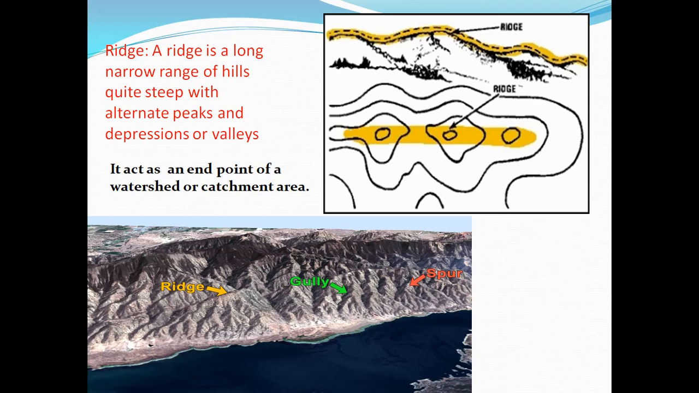A ridge can also act as an end point of a watershed or catchment area. Usually you will see that from a catchment area, the area from where all the rain waters flow towards one channel or one stream, the ridge is that end point from where all the waters drain towards the channel.